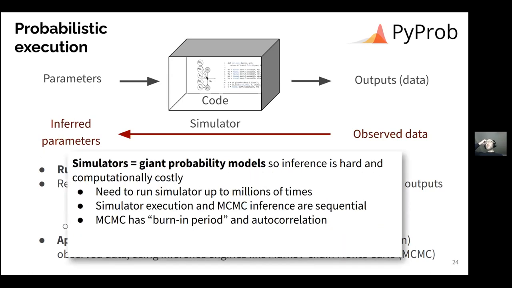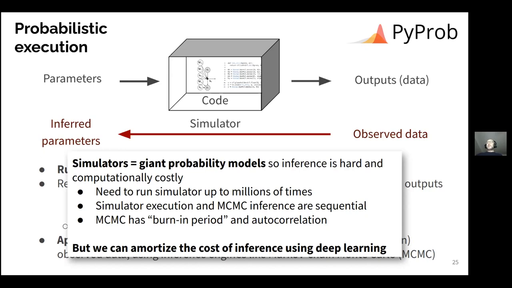So there is one problem that comes from this. Until here things work well and it's a good idea. But if you have a large-scale, significant simulator, for example Sherpa, which I'm going to show you and which we use in this initial work, these simulators are so big that if you treat them as probabilistic models, you end up with models that nobody in the probabilistic community has even attempted to run. They correspond to giant probability models. You need to run the simulator up to millions of times. Simulator execution is sequential, and inference is sequential within each MCMC chain. There are things like burn-in and autocorrelation and other things. These are very, very difficult to handle as probability models.